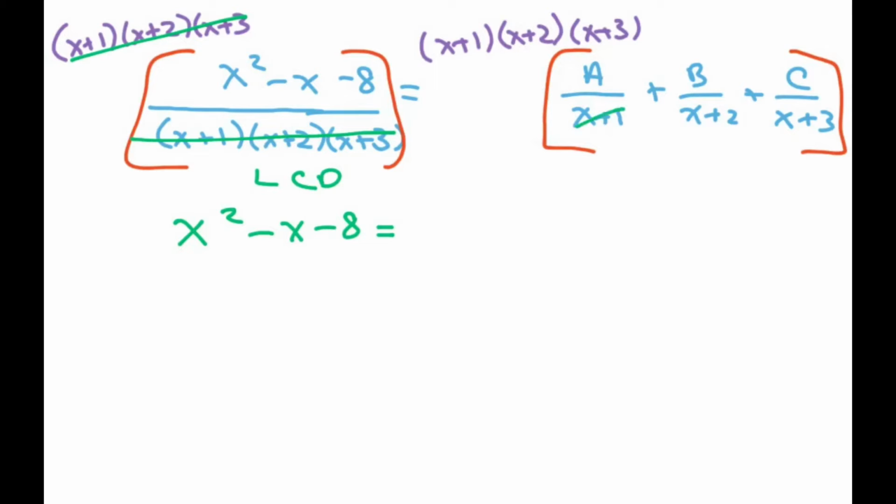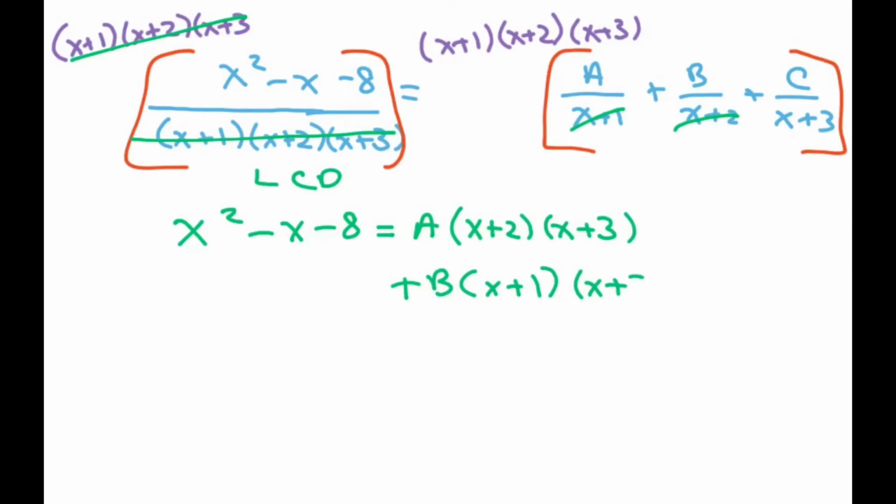So now this cancels and we're left with a, and we have still the x plus 2 and x plus 3, plus b. You cancel that out. You have x plus 1 times x plus 3. And then we have plus c, because this cancels. And we have x plus 1 plus x plus 2.